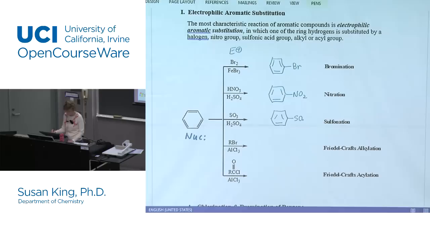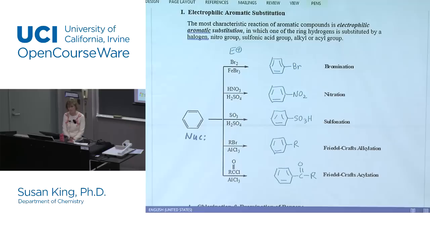We're also going to do Friedel-Crafts alkylation and Friedel-Crafts acylation. There's Friedel-Crafts alkylation, and then we have Friedel-Crafts acylation. So we have, out of a possible, let's see, how many do we have here? Five? One of these mechanisms will be on the final.